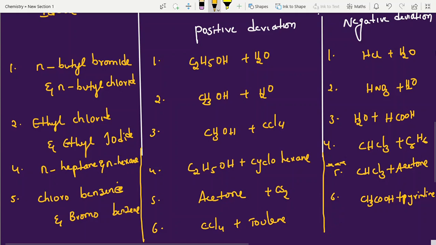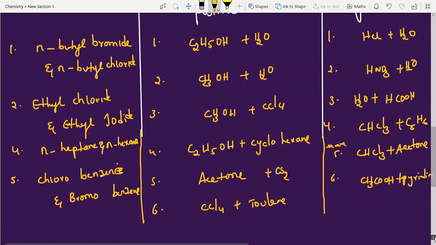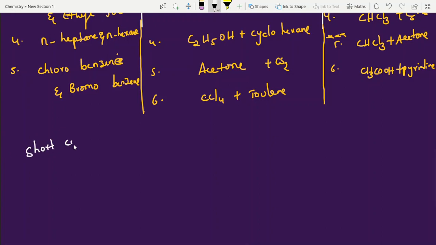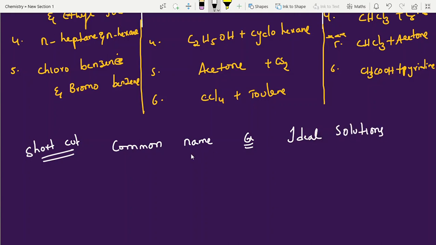But how can we easily remember them for competitive examinations? See, students, I'll give you a shortcut. What is the shortcut we are using here? Look for a common name. In the examples for ideal solutions, something is common. I can show it also. Here, chlorobenzene and bromobenzene share benzene. Next, n-heptane and n-hexane share ane. Similarly, in the above examples, ethyl bromide and ethyl chloride share ethyl.